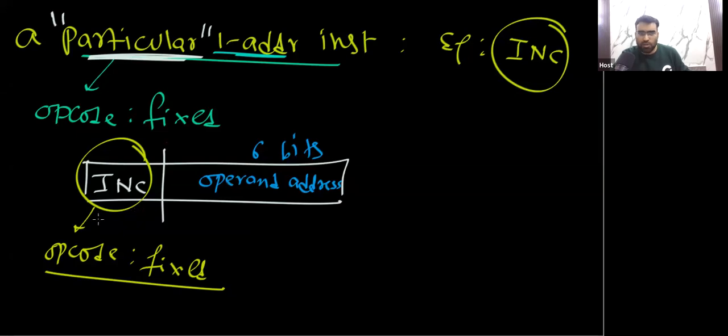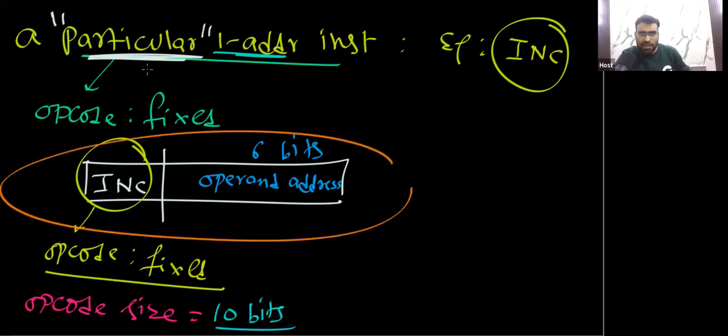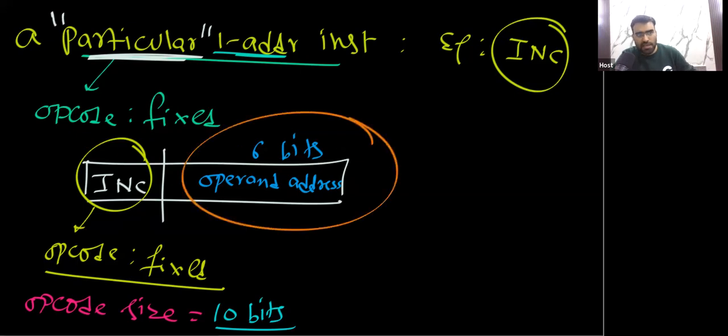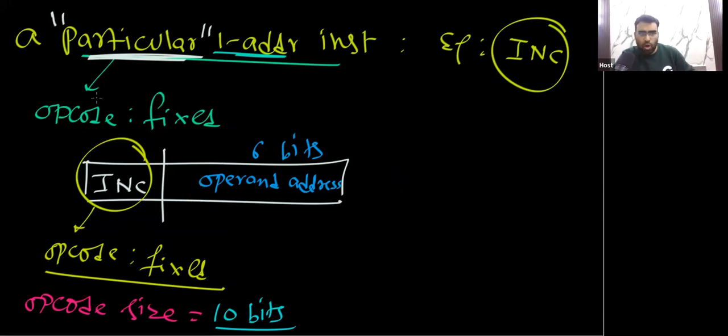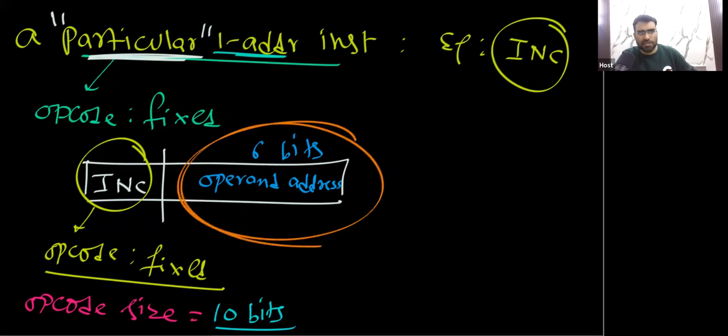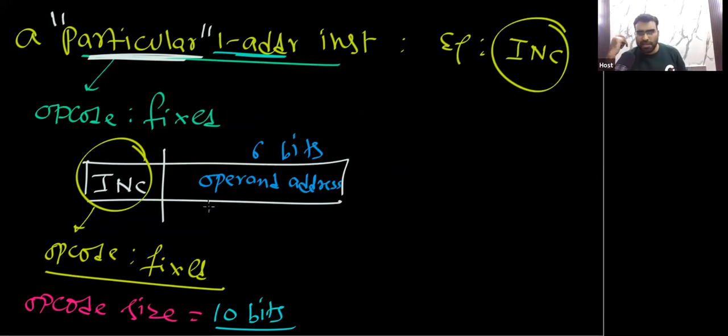So, very simple. Tell me, what is the opcode size? That will be 10 bits. Because you are taking a one address instruction, there is only one address, and 6 bits are taken by the operand address. The remaining is your opcode, so the opcode size will be 10 bits.